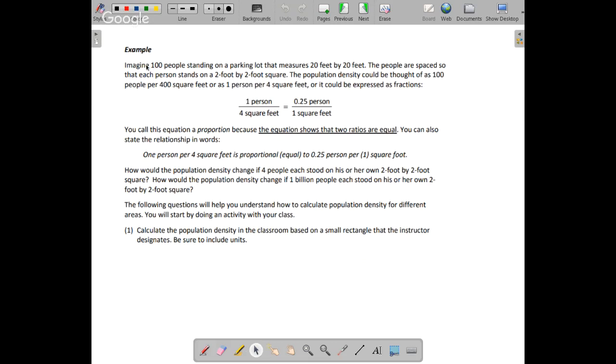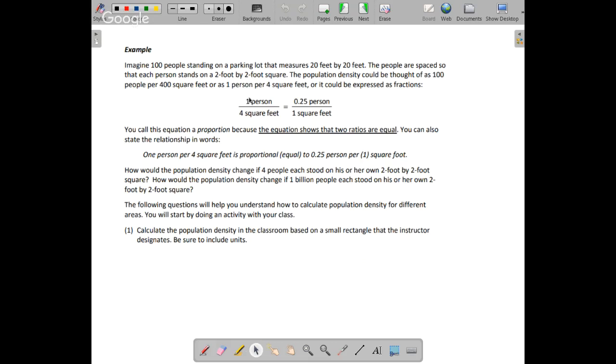Imagine 100 people standing in a parking lot that's 20 feet by 20 feet. The people are spaced so that each person stands in a 2-foot square. Population density could be thought of as 100 per 400 square feet, because 20 times 20 is 400. That reduces from 100 over 400 to 1 over 4, which I've written out here. So we have one person per 2 times 2, which is 4 square feet.